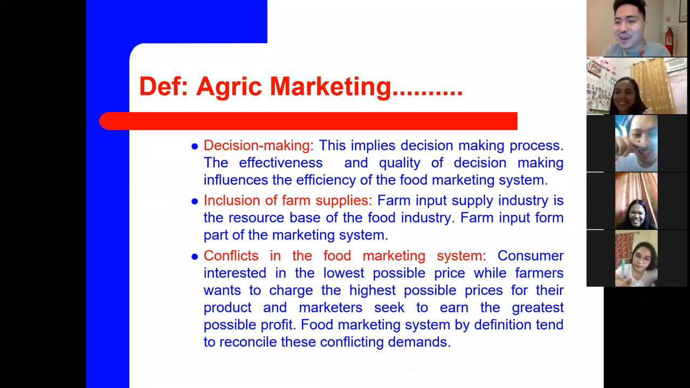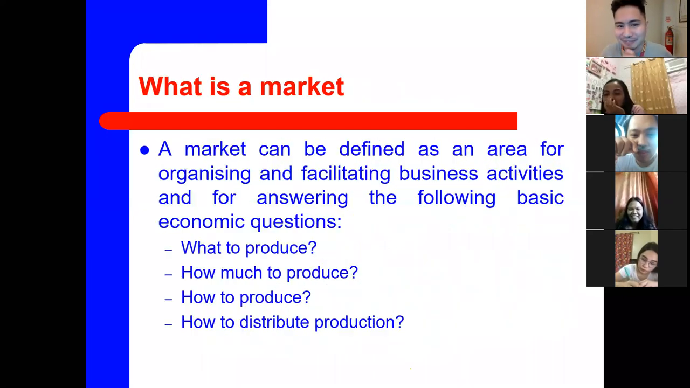Kailangan dyan mag-brainstorming, kailangan mag-group work so that you can really understand how advertising works, and how consumption takes place in the context of food marketing.